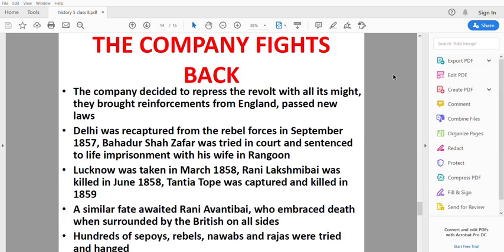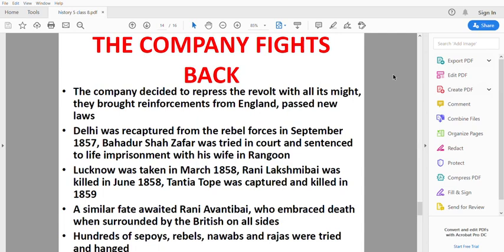But the Company fought back. The Company regained control after this revolt. The Company decided to repress the revolt with all its might. They brought reinforcements from England and passed new laws. Delhi was recaptured from the rebel force in September 1857. Bahadur Shah Zafar was tried in court and sentenced to life imprisonment with his wife in Rangoon. He was captured and sent to Rangoon, and later on he died there.